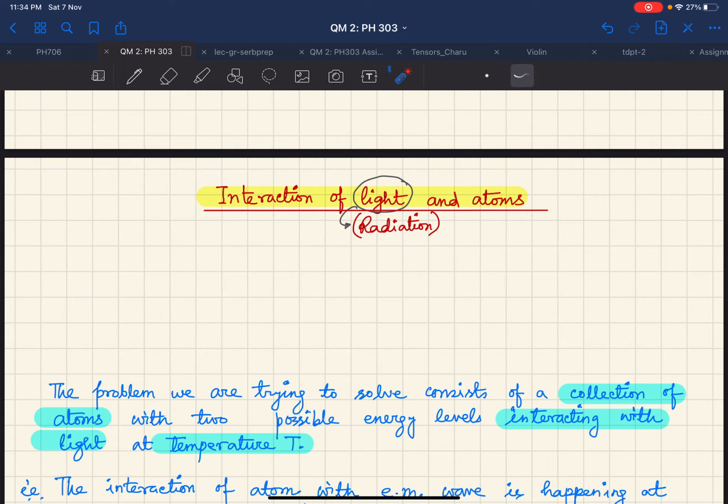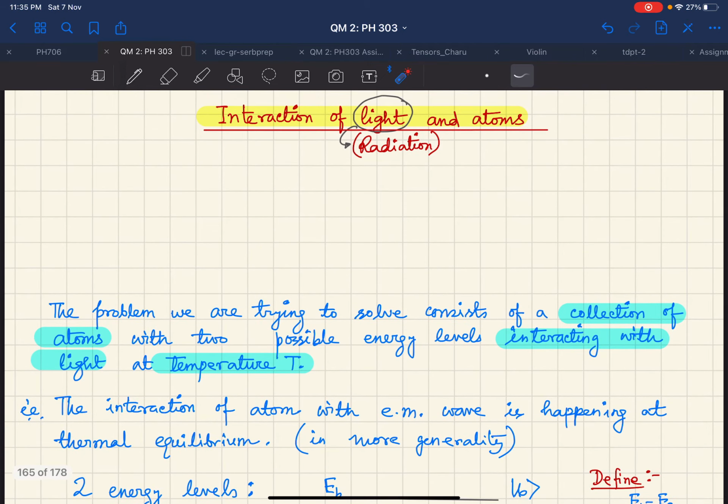So let me state this again to make you understand how complicated the system has now become. Firstly, so far we were talking about a single atom. So far we have talked about a single atom. But now I am suddenly saying that we have a collection of atoms. These atoms are having two possible energy levels.